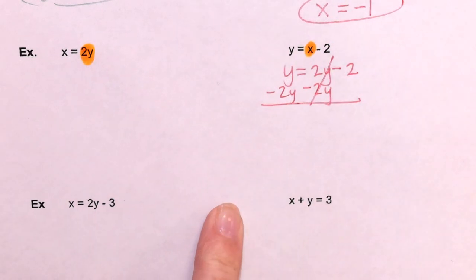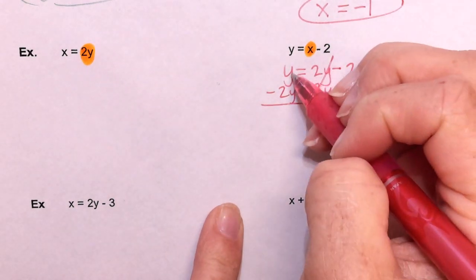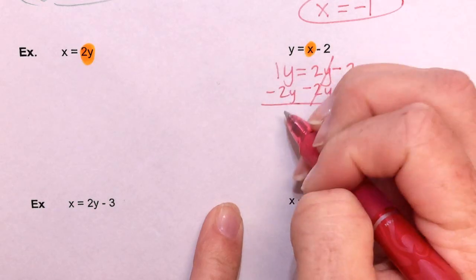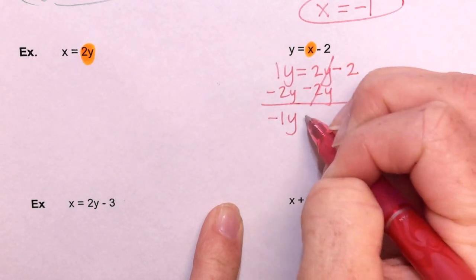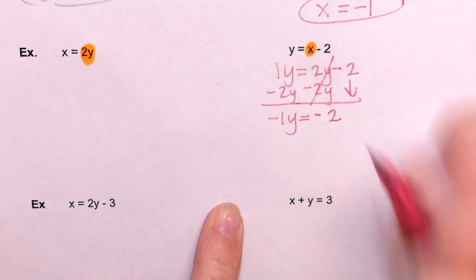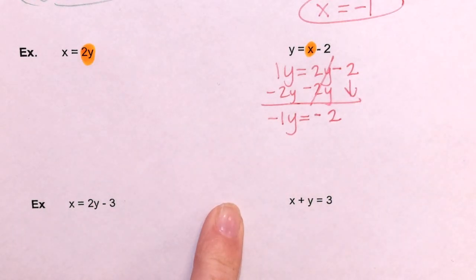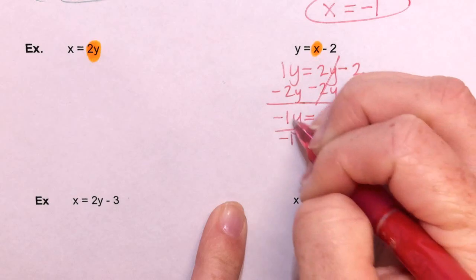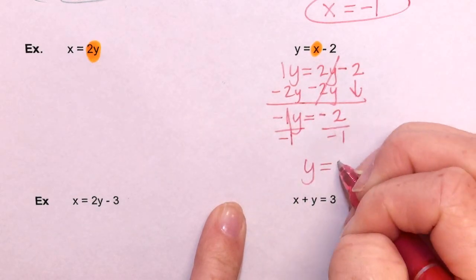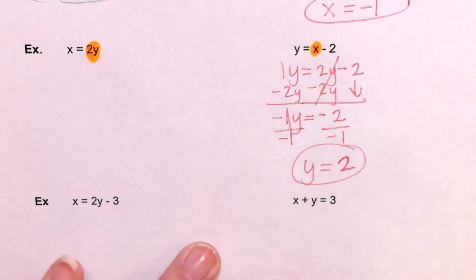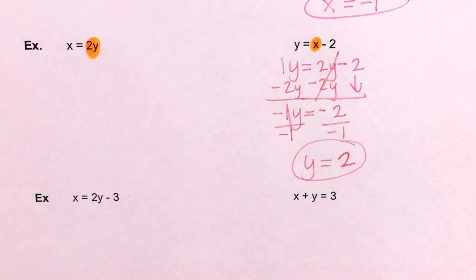That cancels out. Now, what coefficient is in front of this y? What is 1 minus 2? -1y equals, what do I bring down here? -2. How do I get rid of a coefficient of -1? Divide by -1, and I'm left with y equals +2.